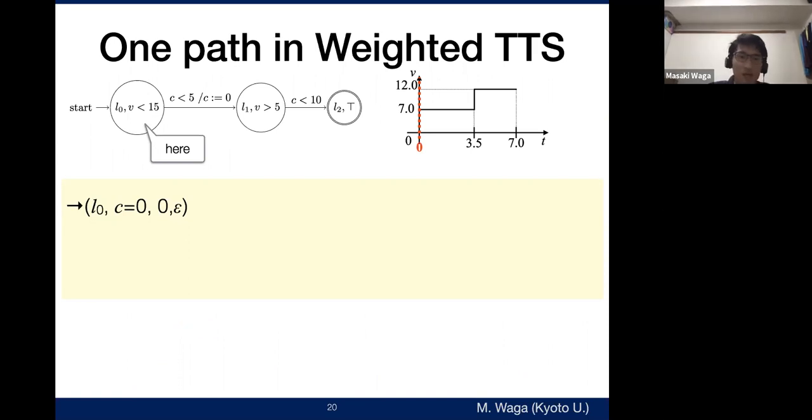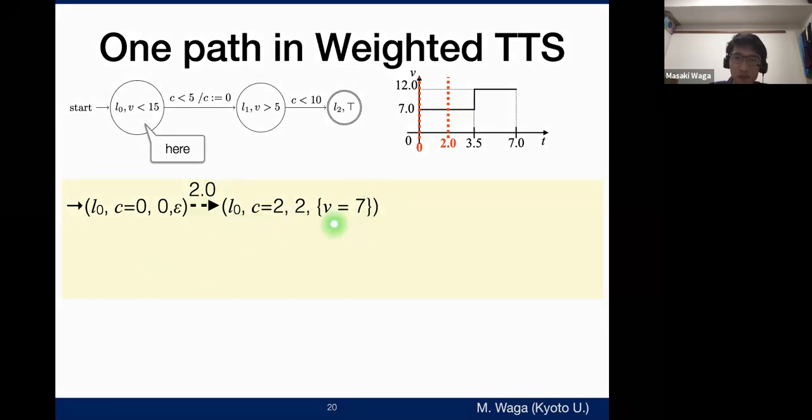So let's consider one path, which starts from this initial configuration, which shows that we are first at this location L0, the initial location, and the value of the signal C is equal to 0, which is the initial condition. And because now we are at time 0, the absolute time is 0, and since we have no observation so far, the fourth element is epsilon. So this is the initial configuration. And let's say we do a time elapse of length 2.0 to go to this second configuration. And because between 0 and 2.0, we observed this signal of value 7.0, we append this valuation at the end of this sequence epsilon, which is this sequence.